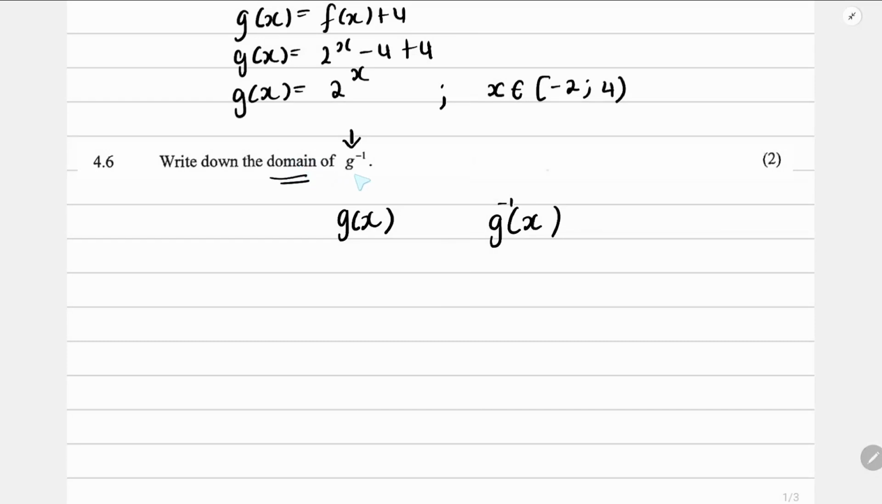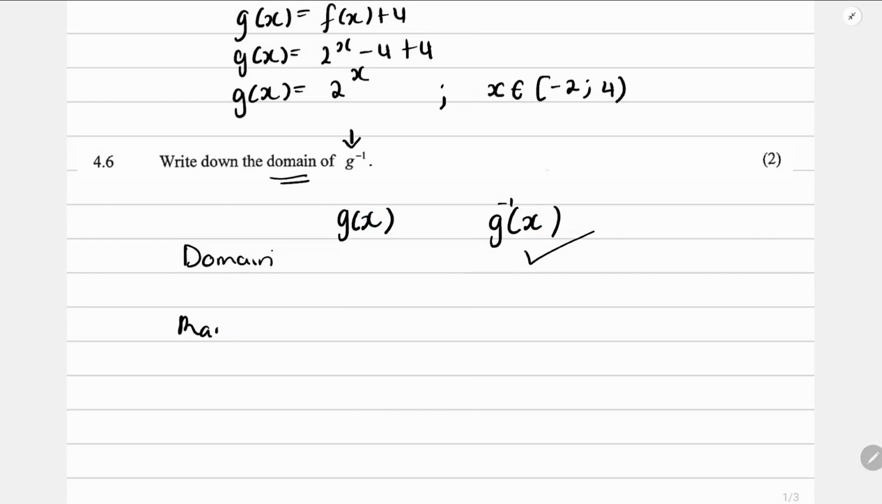They say write down the domain of the inverse. So we need to find the domain of this one. Now, the only way you can find the domain of this, remember the relationship between the original function and the inverse.